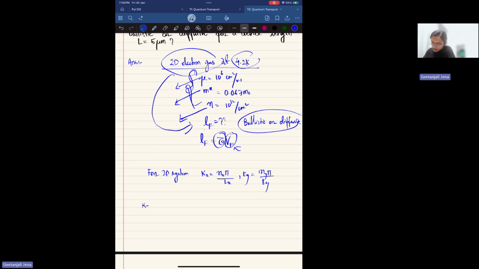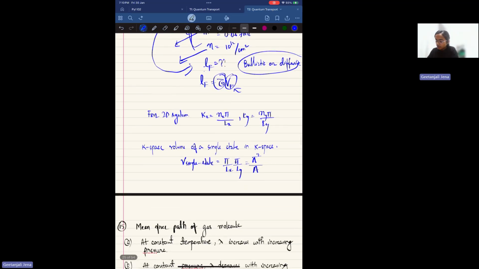So that means the k-space volume of a single state in k-space will be π/Lx times π/Ly. So that means this is π²/A for the single state.